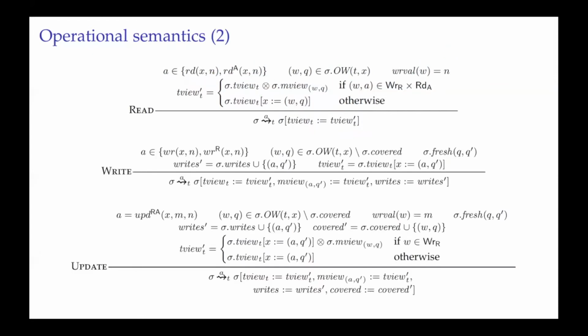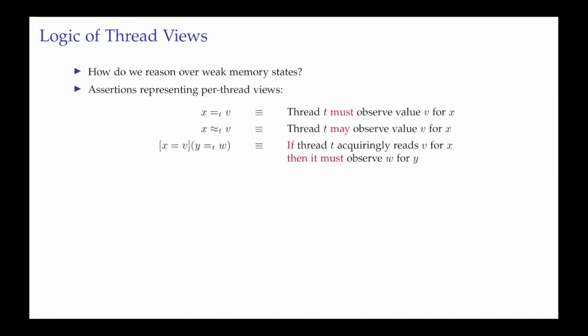Further details for introducing writes and updates are also detailed in the paper. Now that we have some understanding of the C11 state and the operational semantics, I will now describe some of the components of our assertion language. The assertion language includes predicates over weak memory state, and they allow you to reason about a thread's views of different variables. For instance, we have a definite value assertion that tells you that thread T must observe the value V for the variable X in the given state.